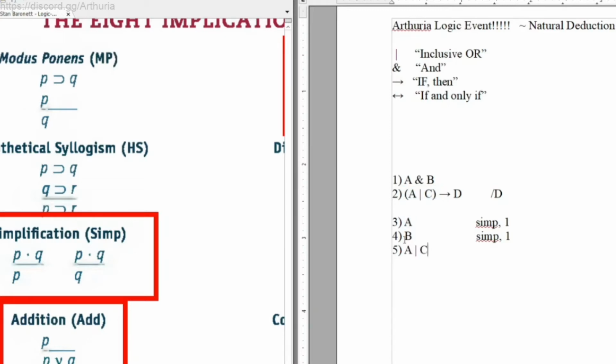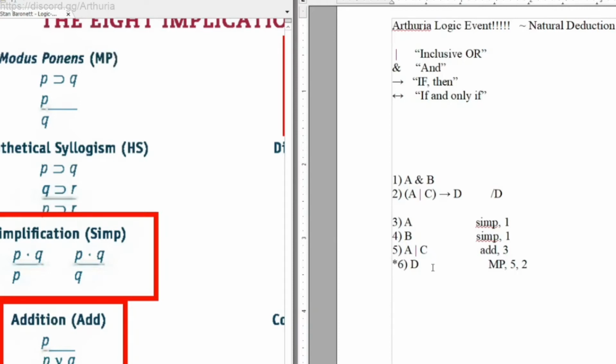A or C. Add C. Add rule of 4. Add 4. And then add C. Well, now we can do a modus ponens. You're right, Pancake. I messed that up. And now we can do the modus ponens, right, which would be MP of 5, 2. And we get the star because we just won.